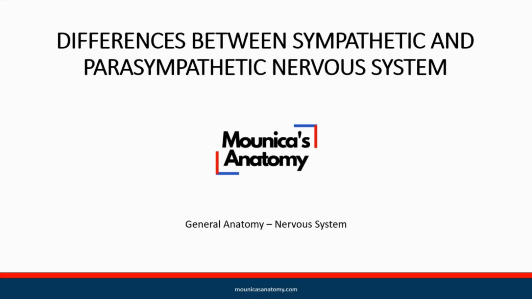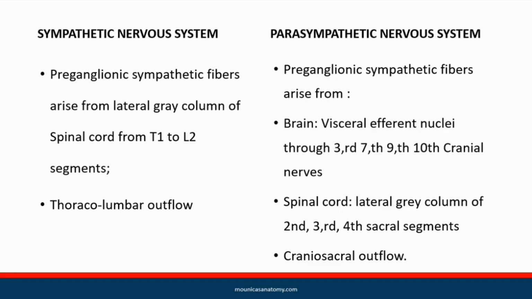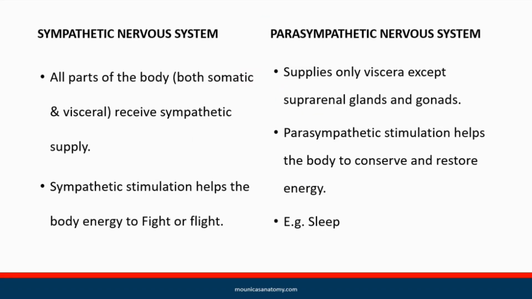Differences between sympathetic and parasympathetic nervous system. The sympathetic nervous system arises from the lateral gray column of T1 to L2 segments, thoracolumbar outflow. Parasympathetic arises from visceral efferent nuclei of 3rd, 7th, 9th, 10th cranial nerves and S2 to S4 sacral segments, craniosacral outflow. All parts of the body, somatic and visceral, receive sympathetic supply, and sympathetic stimulation helps the body use energy to fight or flight. Parasympathetic supplies only viscera and helps the body to conserve energy.